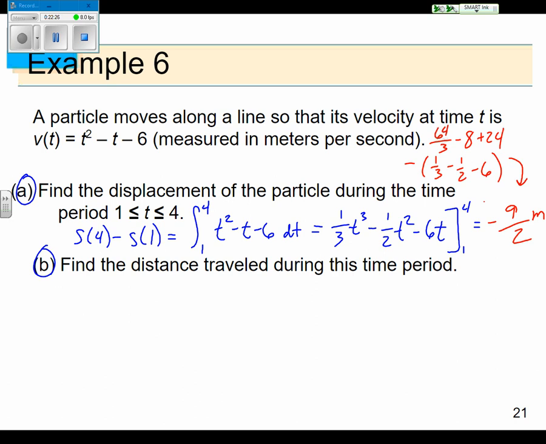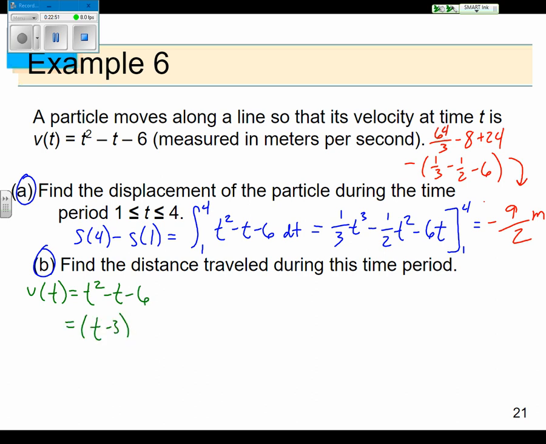Now, suppose I want to find the distance traveled during this time period. That's going to be a little bit harder. The first thing I want to do, if I'm going to do distance traveled, is take my function and write it correctly. It's still early, guys. I'm struggling this morning.